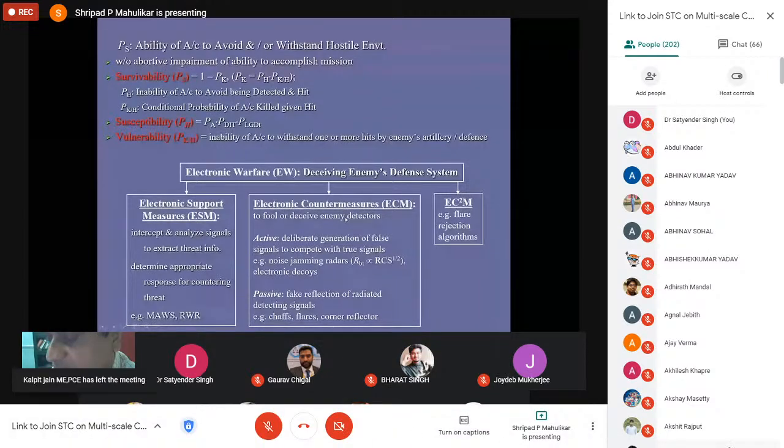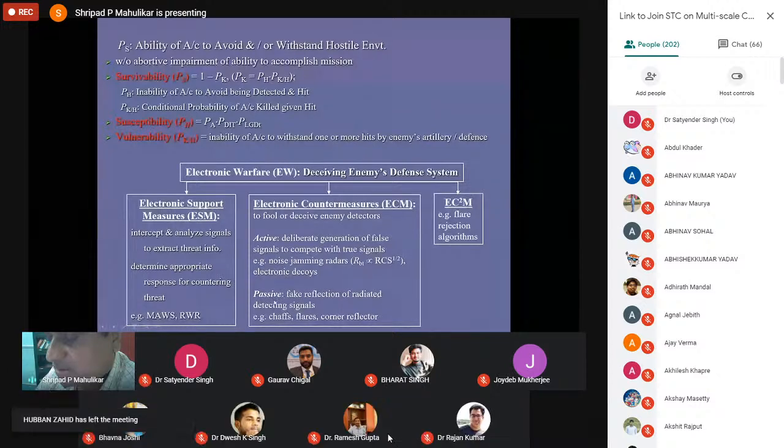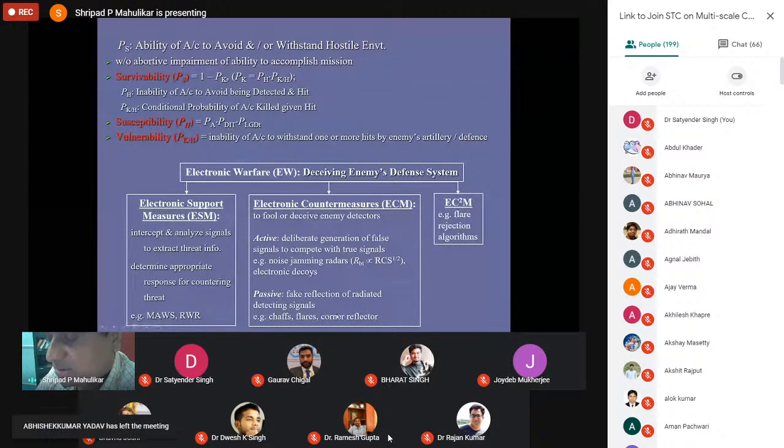Passive electronic countermeasures try to achieve fake reflection of radiated detecting signals. Practical examples include chaffs against the radar, hot flares and infrared flares against infrared detectors, and corner reflectors also for radar. So these passive chaffs, passive infrared flares, passive corner reflectors, these are all examples of passive electronic countermeasures.